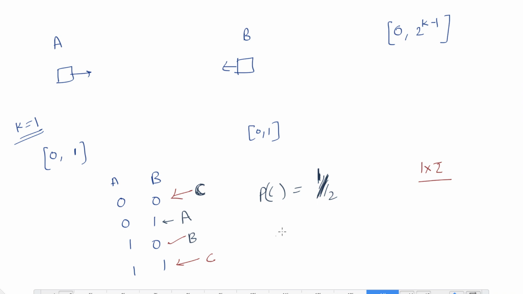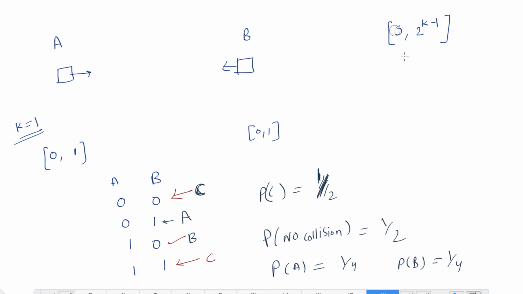What is the chance that there will be no collision? Probability of no collision is 1 by 2 again. So after the first collision, 1 by 2 is the probability of collision, and 1 by 2 is the probability of no collision. Now again, if you see who will get access to the channel first, which means who is winning, the probability of A winning is 1 by 4 and the probability of B winning is also 1 by 4. So both have an equal chance of winning, right? Now let's say A wins, which means A gets access to the channel and has sent its packet successfully. So I'm assuming that A wins.